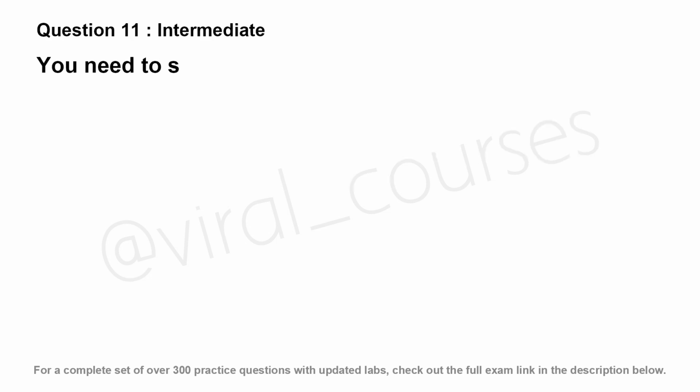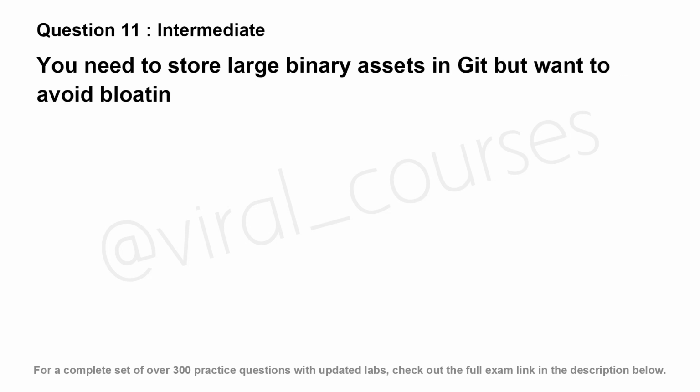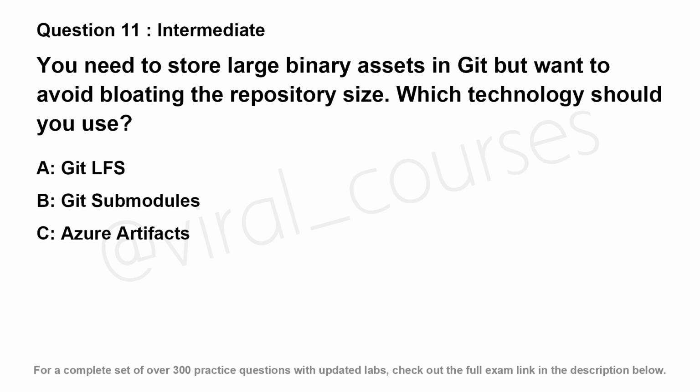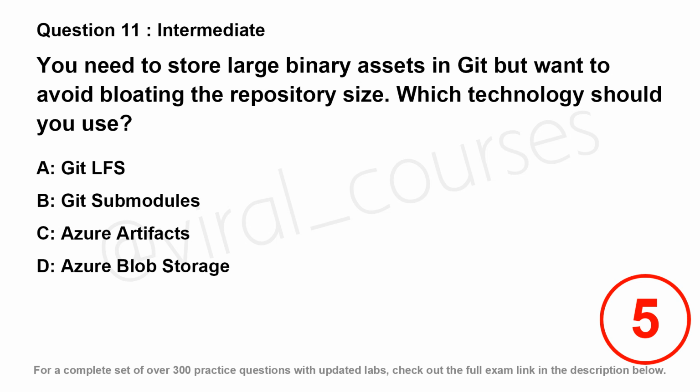You need to store large binary assets in Git but want to avoid bloating the repository size. Which technology should you use? Option A, Git LFS. Option B, Git submodules. Option C, Azure Artifacts. Option D, Azure Blob Storage.